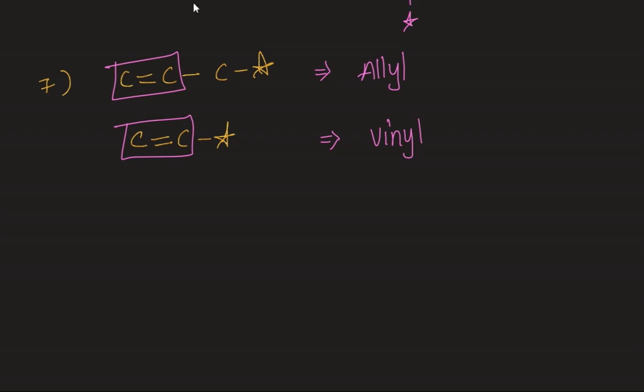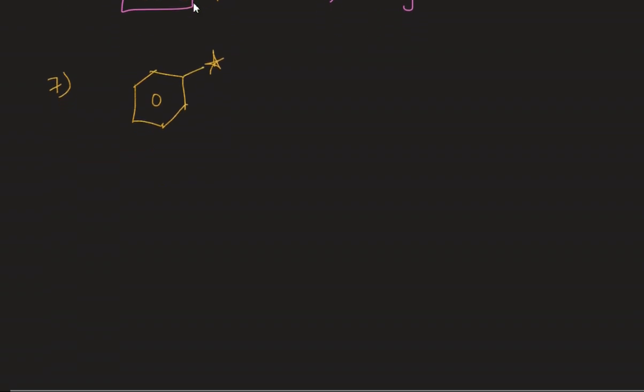Okay, next we'll go with the phenyl. So what is the meaning of phenyl? Phenyl is nothing but benzene. And here the star mark is directly attached to benzene. So there are total three cases. The star mark may be directly attached to benzene.